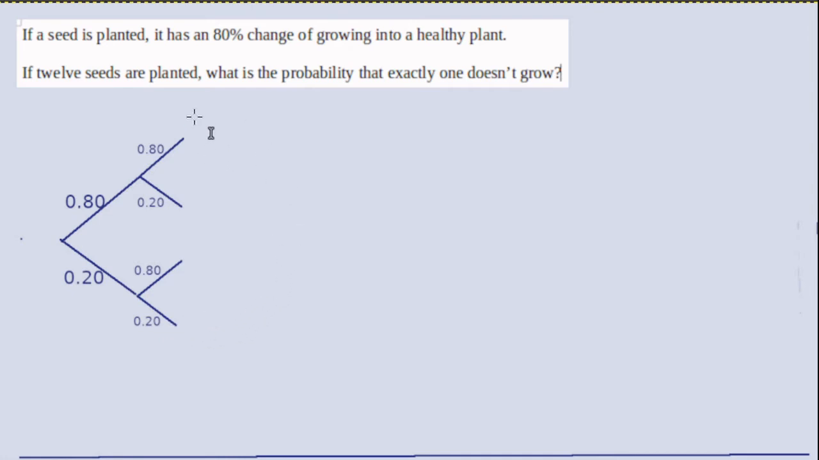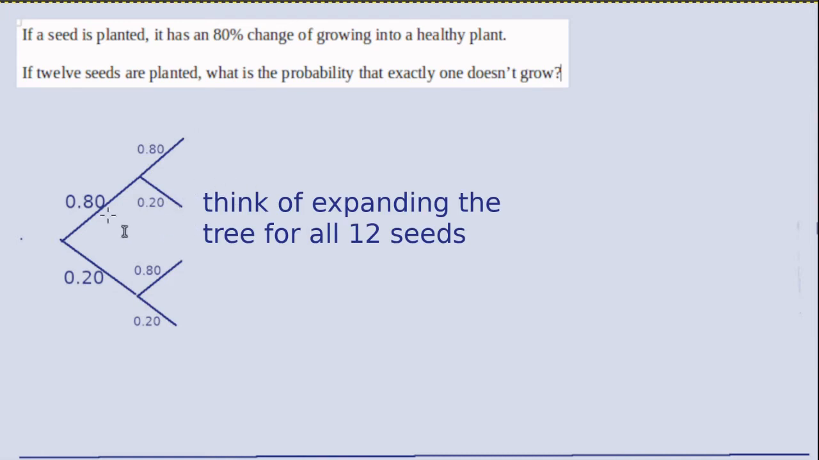We could continue that tree on. Think about the next branches. We'd consider every single possibility of the seeds in order of growing and not growing. That would be a very, very large tree diagram. But notice that really matches our metaphor of guessing answers on a true and false test. So this is, in fact, a binomial distribution.